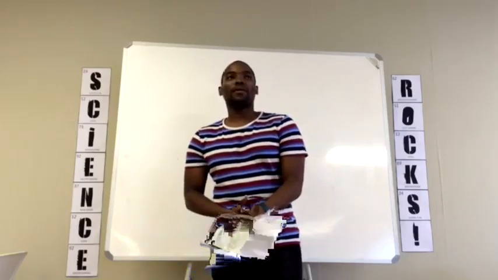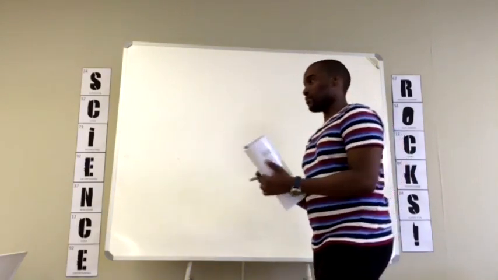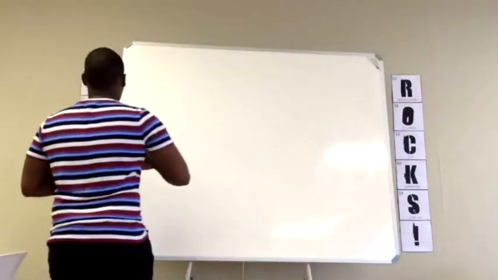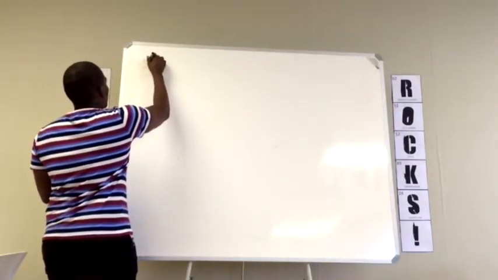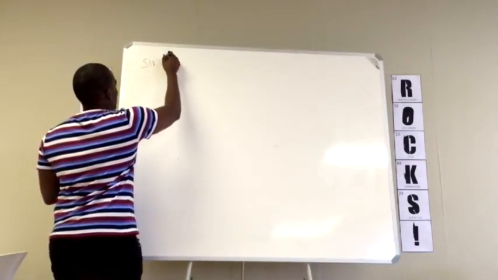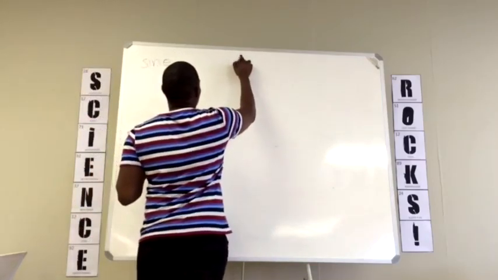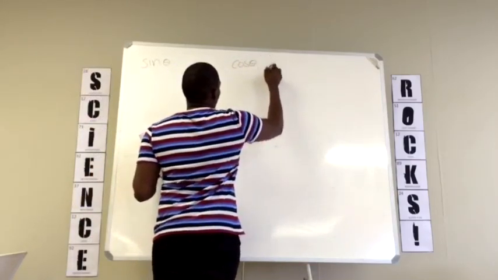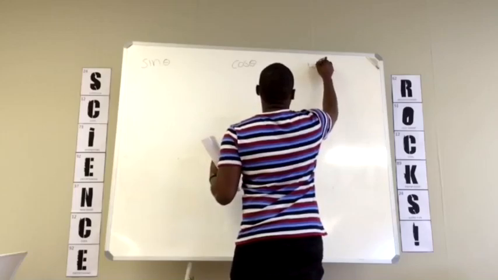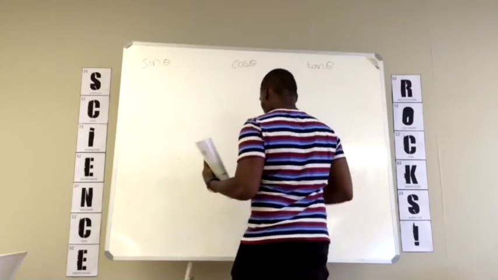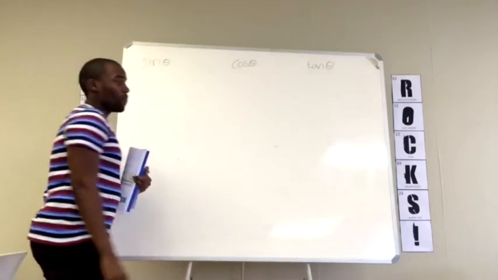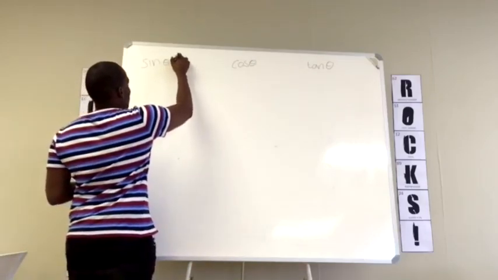Trigonometry. Now, okay, so we've got sine theta, cos theta, and tan theta. Yes? Okay, sine theta. So I got two types.